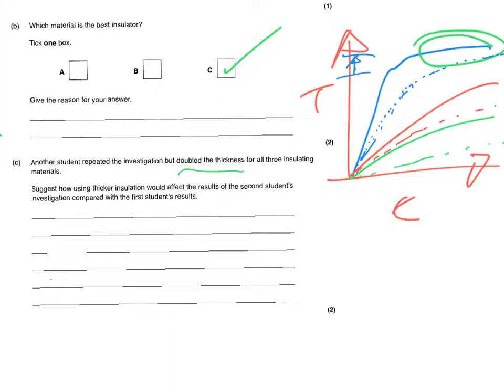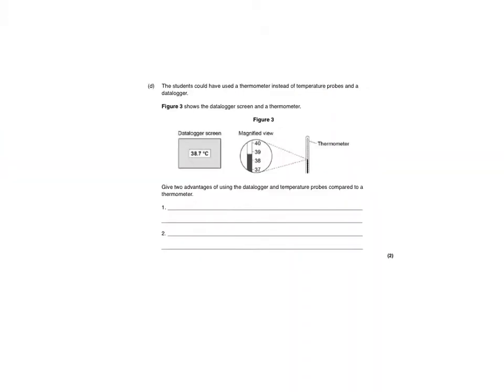So you've got to talk about A, the final temperature, and B, the steepness of the line. They're the 2 different things that you could find from that graph.